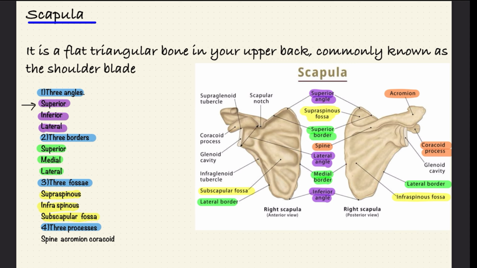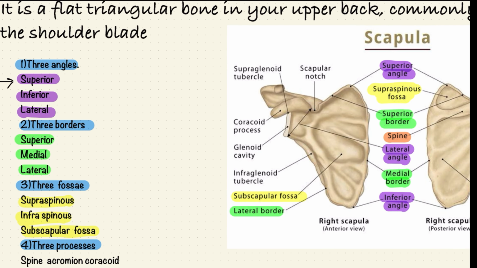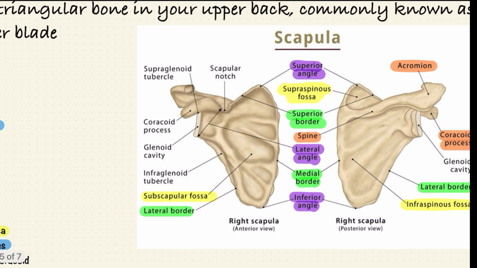तो मैंने each and every एंगल, बॉर्डर्स, फोसाई और प्रोसेसेस को अलग अलग कलर्स से डिफ्रेंशिएट किया है. स्टार्टिंग विद द थ्री एंगल्स, वी हैव थ्री एंगल्स, दैट इज सुपीरियर एंगल, inferior angle and the lateral angle. So superior angle, that is located here, lateral angle and the inferior angle.